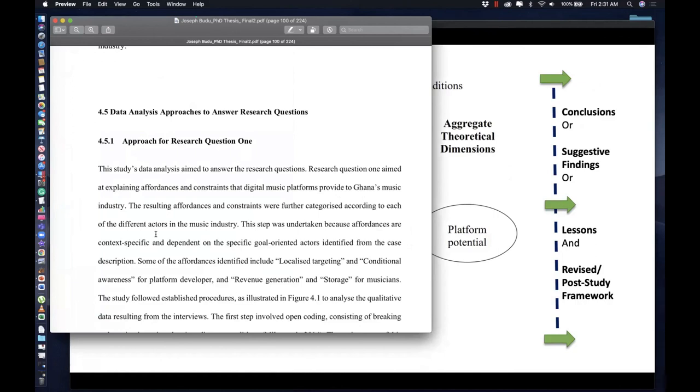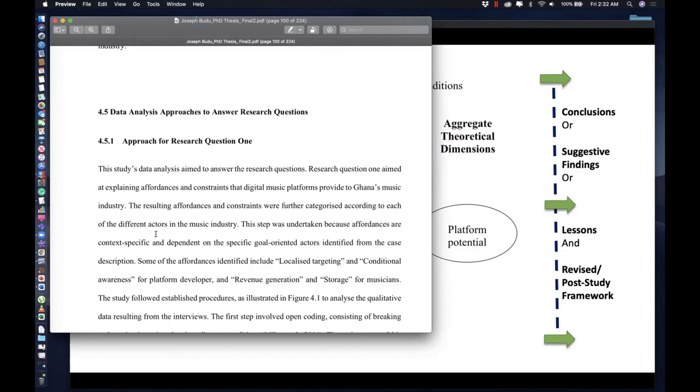And it goes on to say that this step was undertaken because affordances are context specific and dependent on specific goal oriented actors identified from the cases. You have to be specific. By linking them together, he also appreciated that the goal oriented actors could change. Some of the affordances identified include localized targeting, conditional awareness for the platform developer, and revenue generation and storage for the musicians. Let me give you an example.